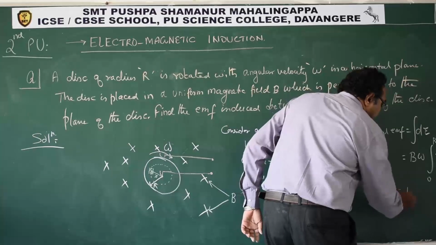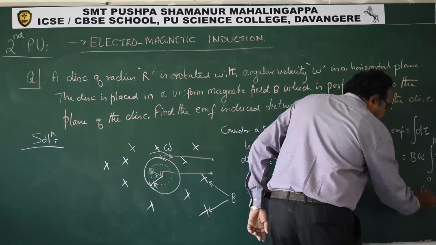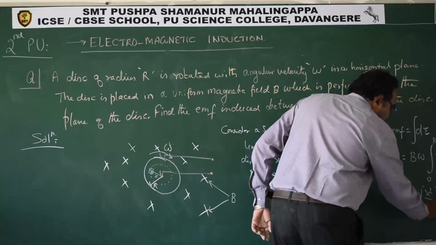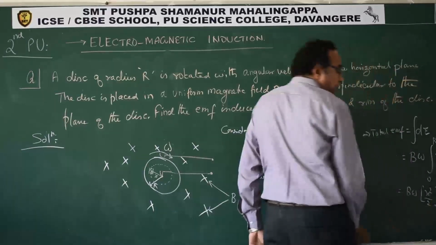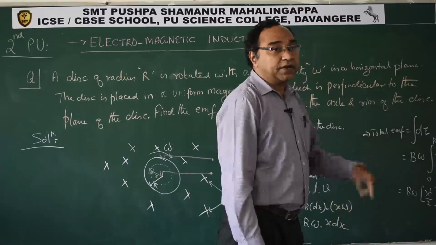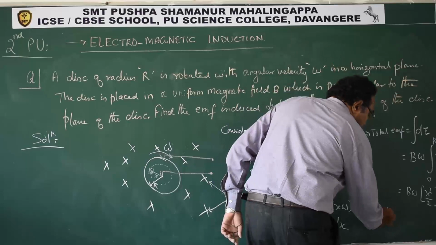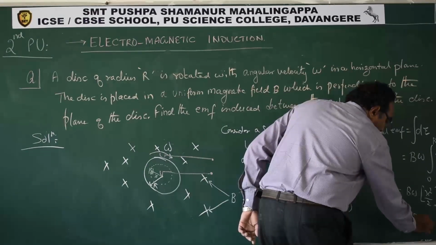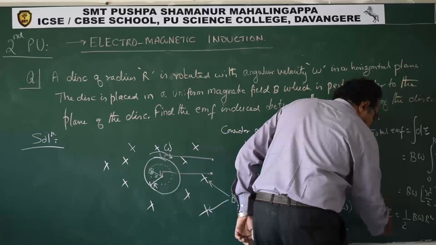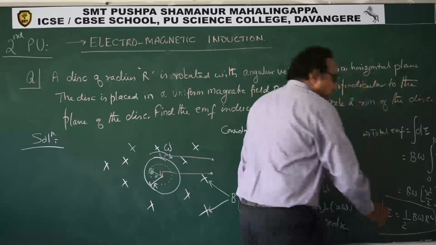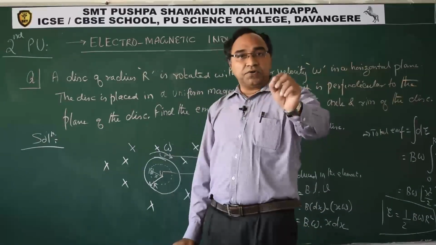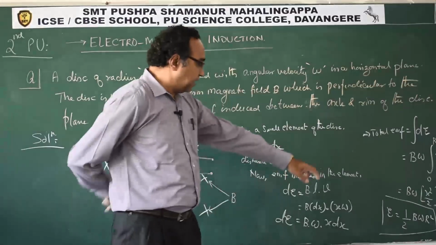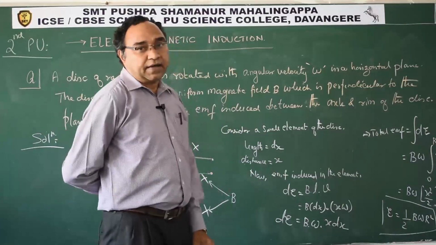So what is the integration of x? It is x square by 2. So from 0 to R, substitute the limits, upper limit minus lower limit. Therefore the induced EMF is half B omega R square. It is the same as what we found in the previous case, where we had half B omega L square.